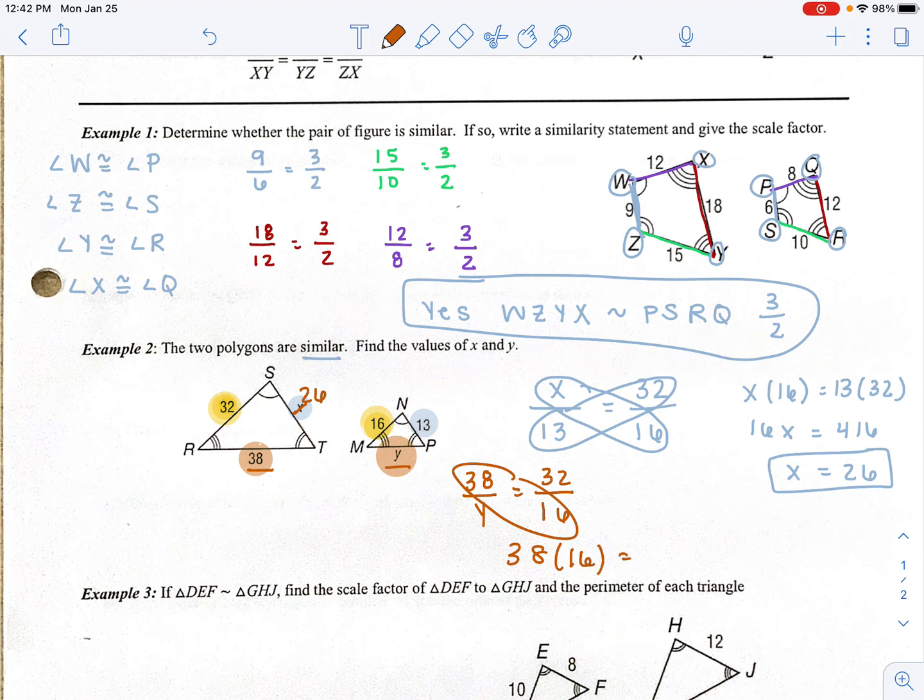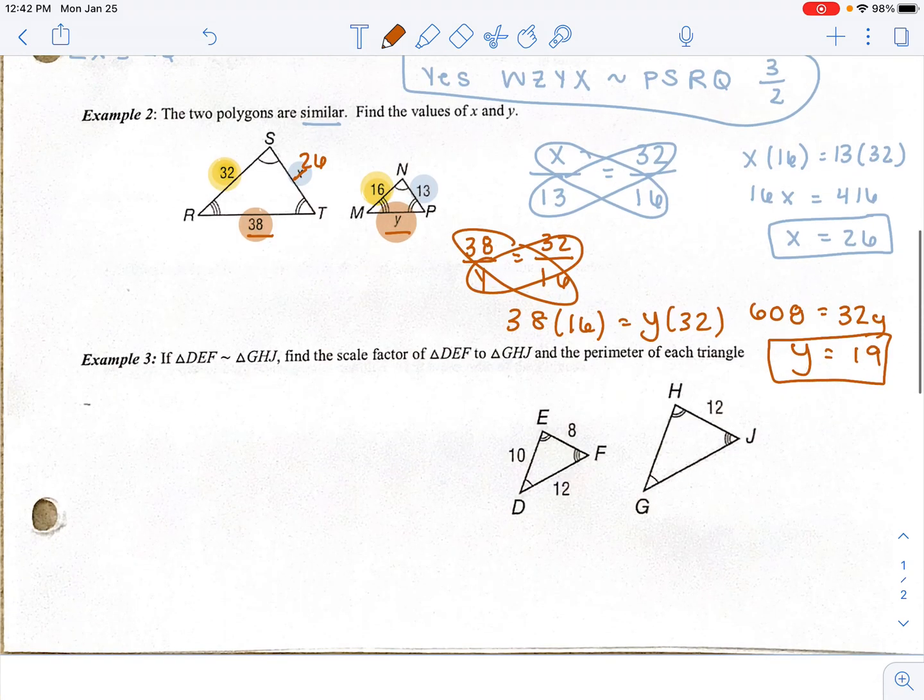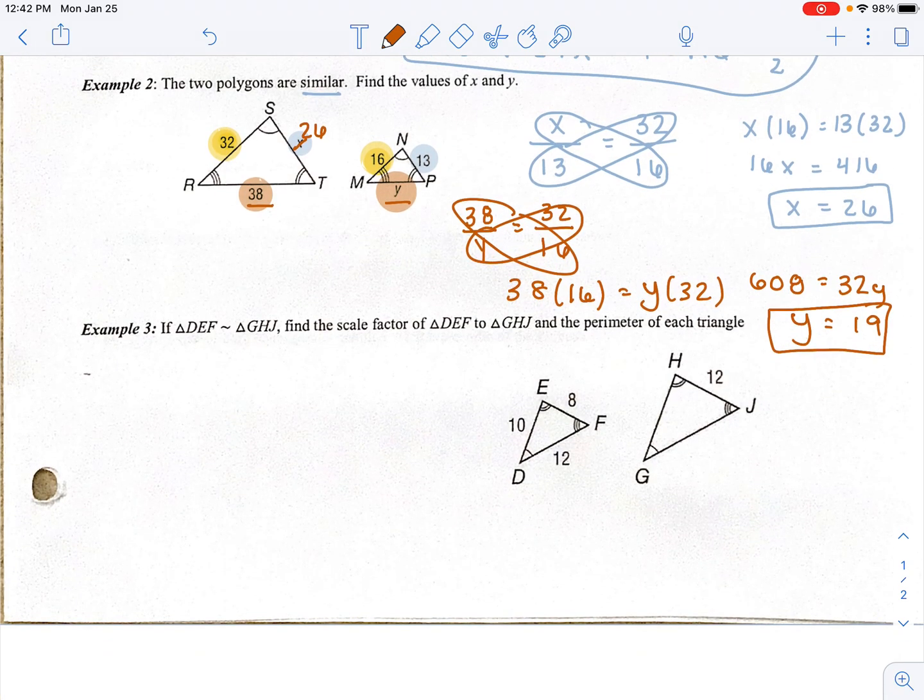We're going to cross multiply now. So we've got 38 times 16 equals y times 32. That gets me 608 equals 32y, which means y equals 19. And we've completed that problem.